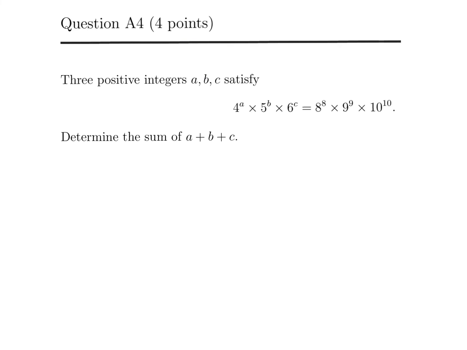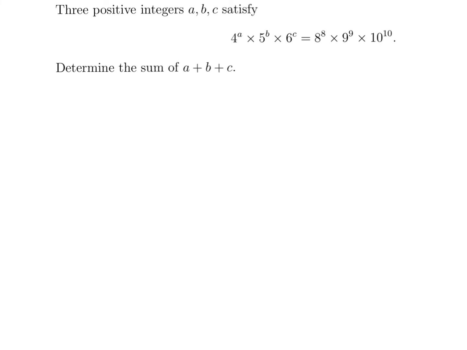Three positive integers a, b, c satisfy 4 to the power of a times 5 to the power of b times 6 to the power of c, which equals 8 to the power of 8 times 9 to the power of 9 times 10 to the power of 10. Determine the sum a plus b plus c. So the first thing I'm going to do is break these up into their prime factors.